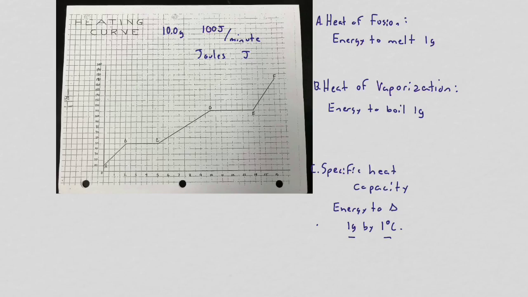Now, I've changed the heating curve and added a little bit of information to help us quantify things. What I've said is we have a 10-gram sample, okay, and that we're heating at a rate of 100 joules per minute. So knowing how much mass we have and the rate at which we're heating, we can figure out how much energy it will take, let's say, to melt our 10 grams. Watch, let's do that first. Let's do the heat of fusion.